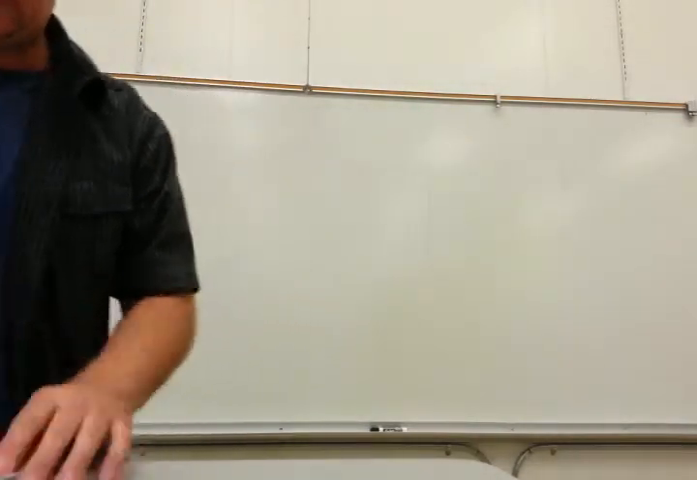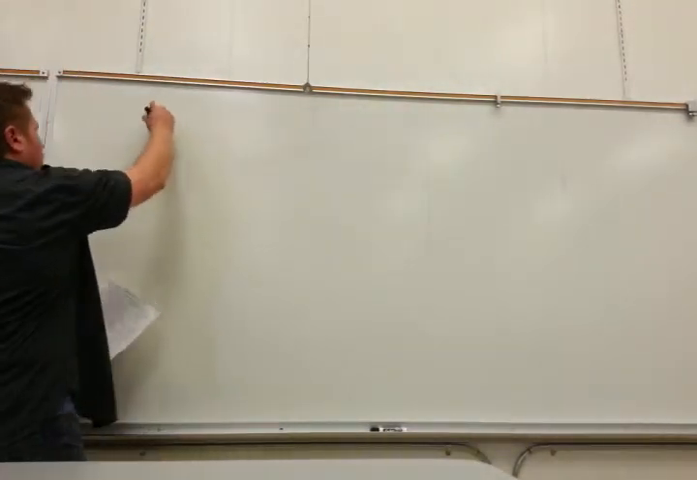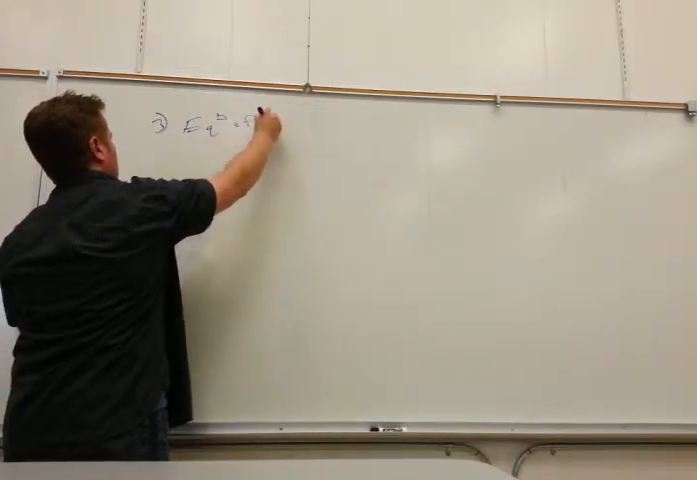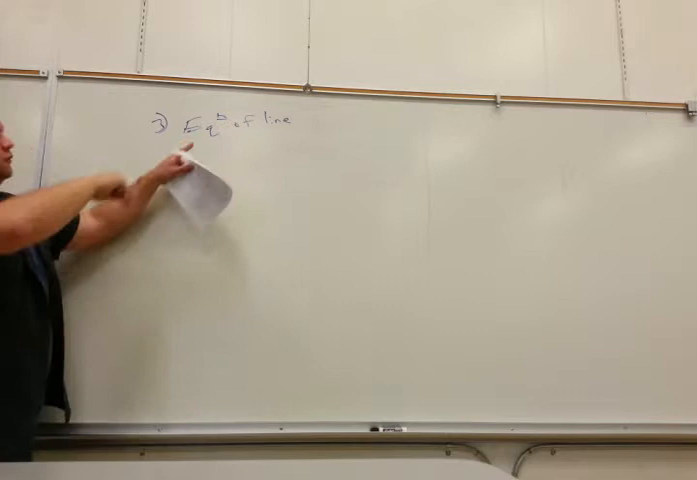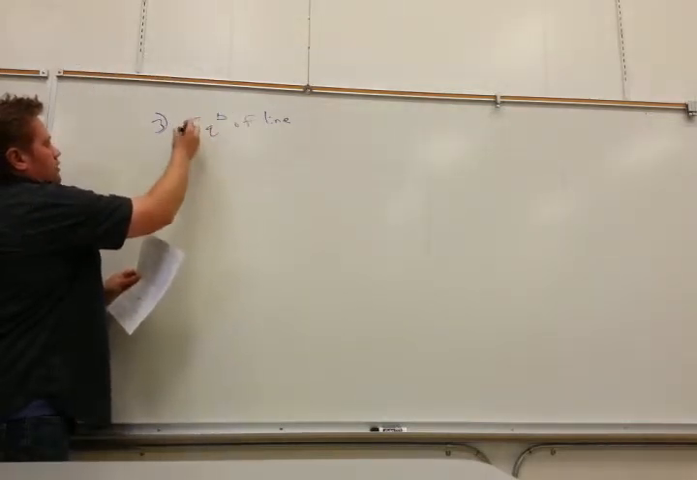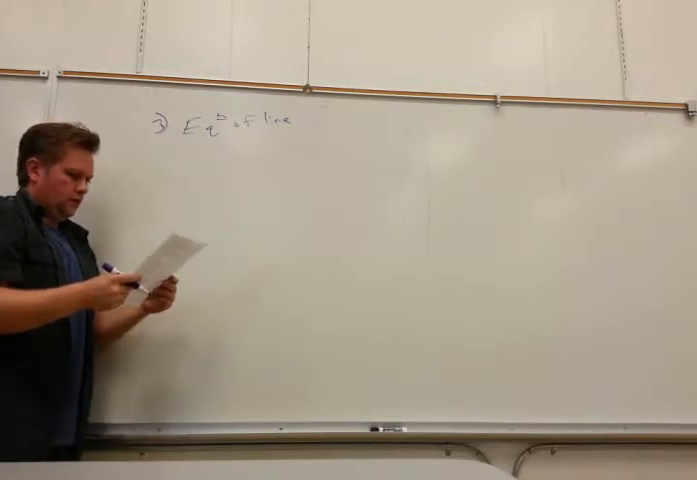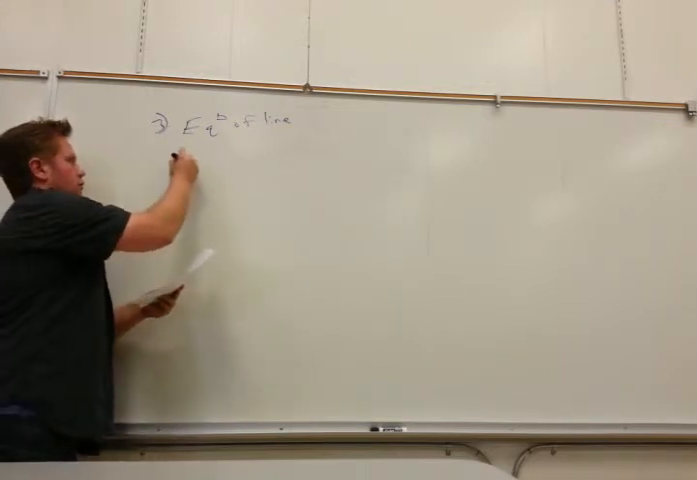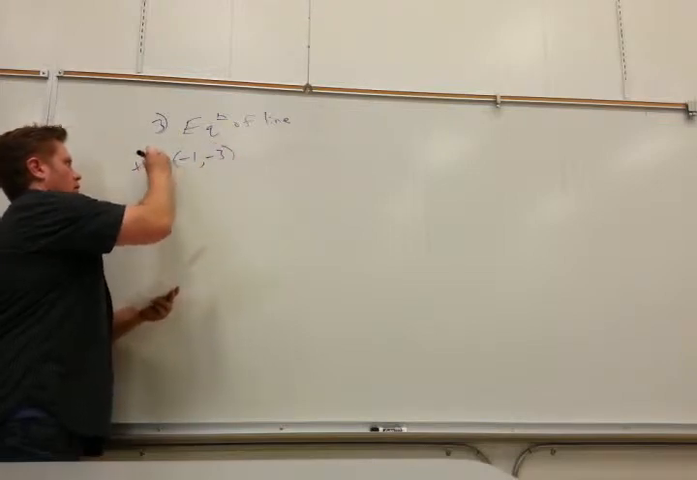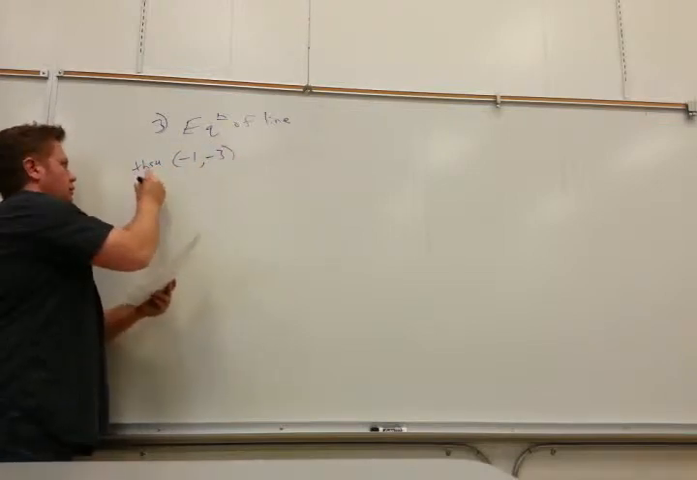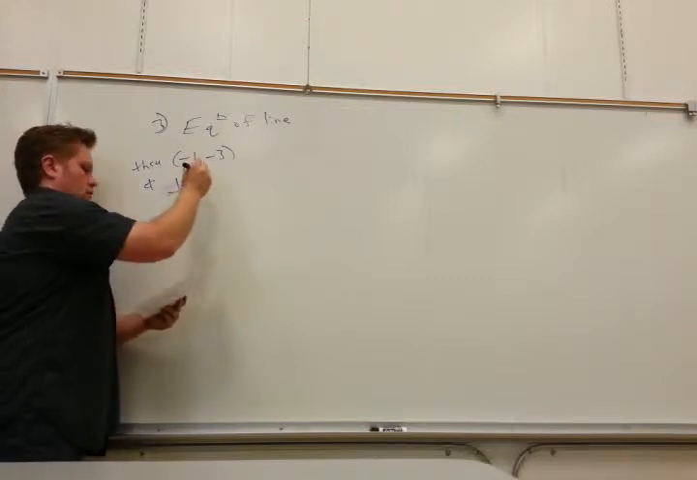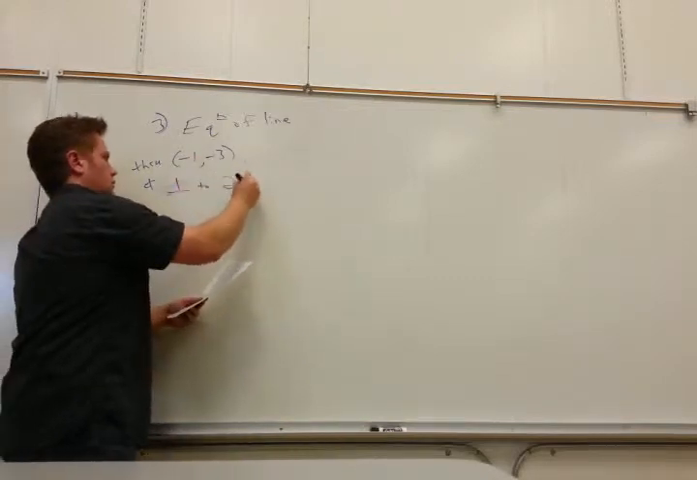So number 3 is an equation of the line problem. There's a little shorthand for equation. It's got to go through -1, -3, and it's got to be perpendicular to this line.